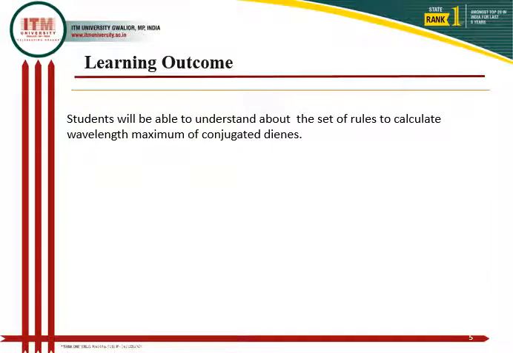The learning outcome: the students will be able to understand the set of rules which are designed to calculate the lambda max of, specifically, the conjugated dienes. So the learning outcome of this lecture is to understand those rules and learn how to calculate the lambda max of conjugated dienes.